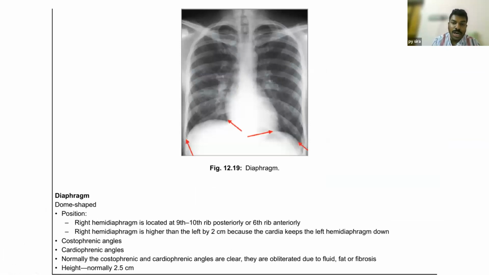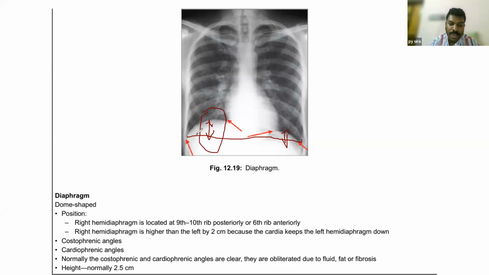Apart from this, they can also ask about the diaphragm. So if you see here, if you draw a line from here, you can see the right diaphragm is elevated, whereas the left diaphragm is decreased. So whenever the right diaphragm is elevated, this is a normal one.